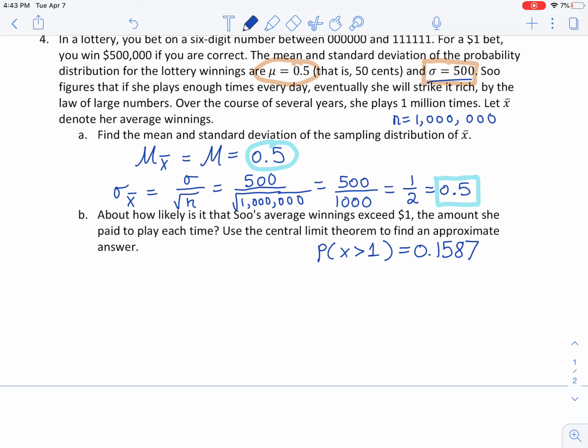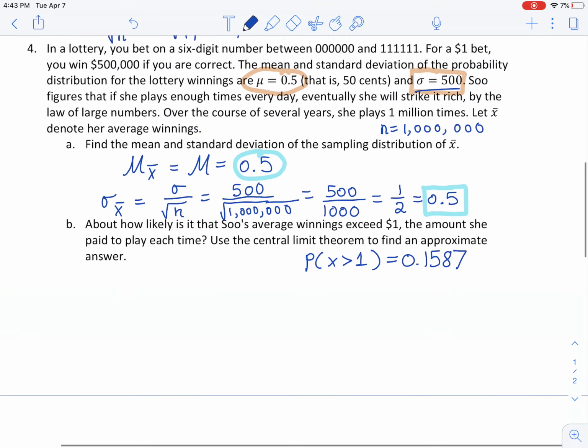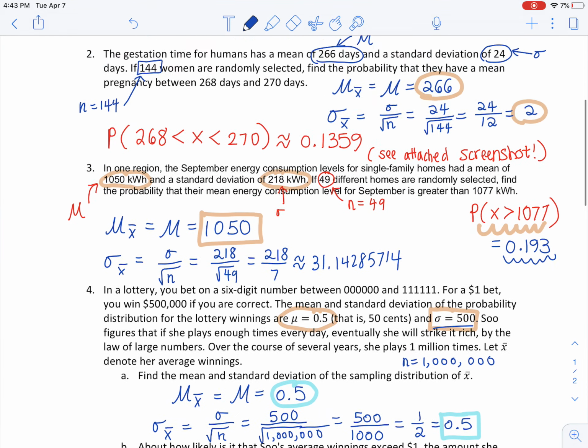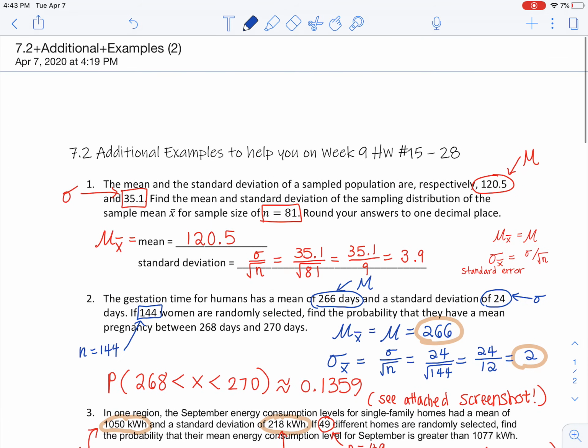Let me go back and write the answer. Whoopsies, I was writing with an eraser, 0.1587. And I'll also take a screenshot of that and attach it to this PDF document and post this on Canvas too, in case you're not watching. So those are the 4 problems that I picked.